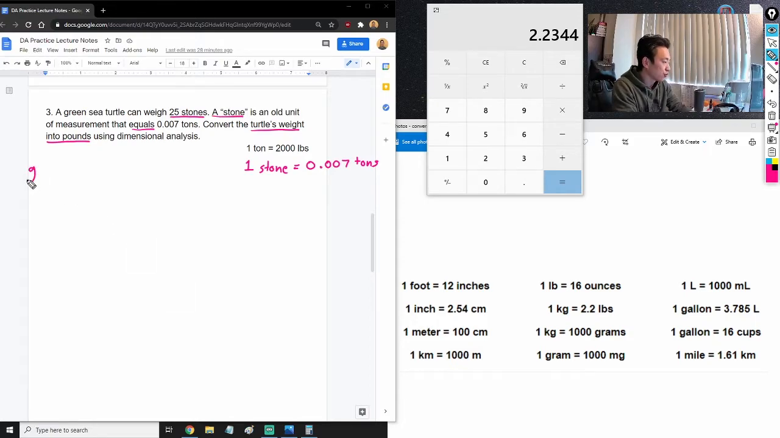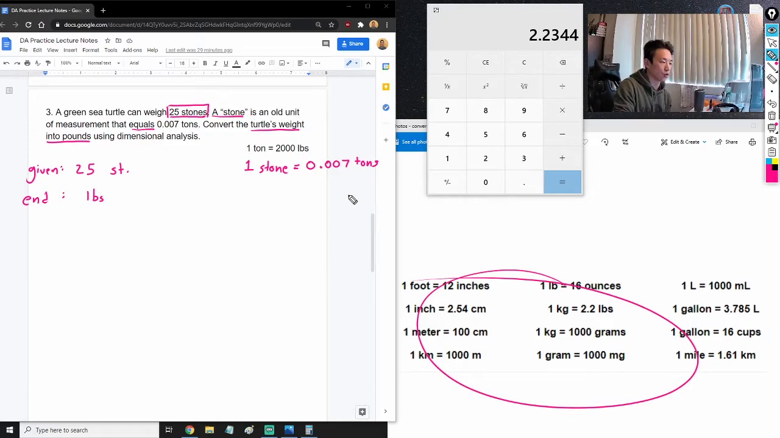Okay? And then it tells you in this problem, convert the turtle's weight into pounds using dimensional analysis. So if we look for our given, it's going to be the other number that we have, which is 25 stones. Okay, so we're going to write 25. Now I'm going to abbreviate it as ST. Okay, so 25 ST. What do we want to end up with? In the problem it says to convert the turtle's weight into pounds. So our ending is going to be pounds. That's what we're looking for. So we need to go from stones to pounds. So if you take a look at all the equations that we have on this chart or that we've written down, we want to look for the one that has stones. Now, there's no stones on this chart.